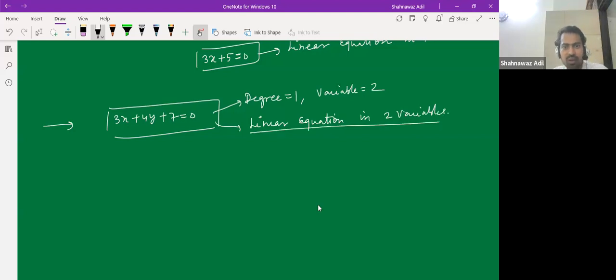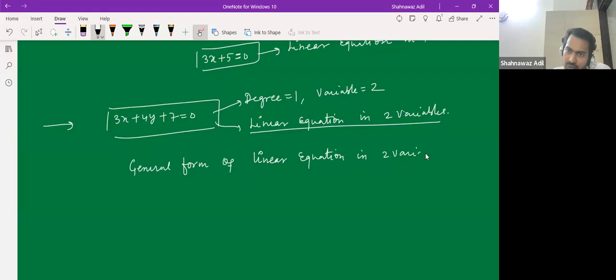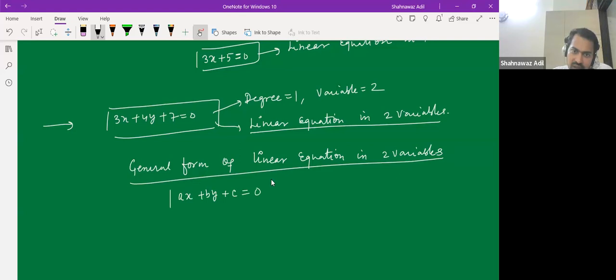Okay. So this is called the linear equation in two variables. And generally, the general form of a linear equation in two variables is ax plus by plus c equals 0. So this is what we call the general form of the linear equation.